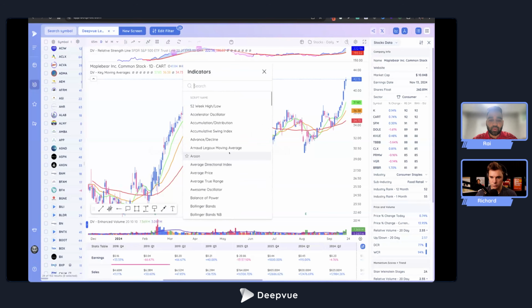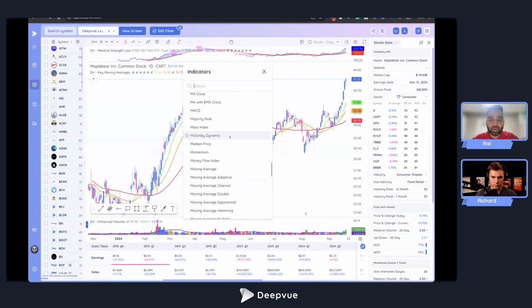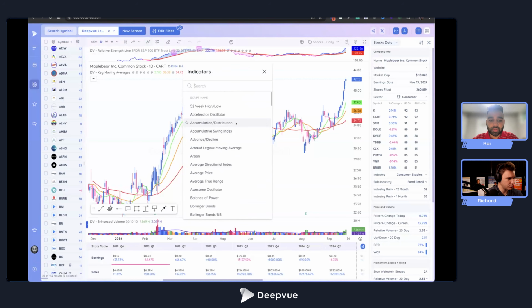platform. Now, one of the things that we get a lot of questions about is, can I port over my TradingView indicators or some other platform, Thinkorswim indicators into Deepvue? That is not a possibility yet, and that's something that we're working towards getting into the platform so that you can custom code kind of anything that you like in terms of fundamentals or technicals, and then have it be an indicator for yourself.